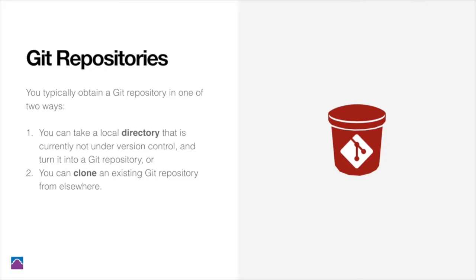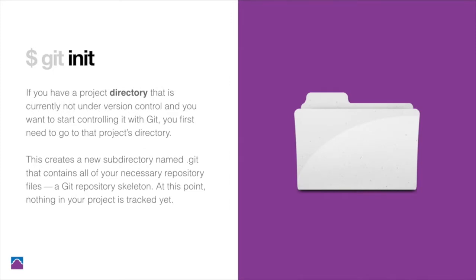Okay, so Git repositories. You create a local directory that's currently not under version control and turn it into a Git repository. You can think of a repository like a directory or a bucket or something like that. To create a repository, you would run, again in the command line, git init on that directory, and it would initialize it.